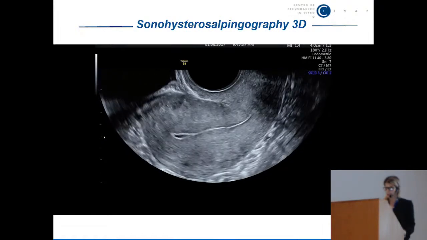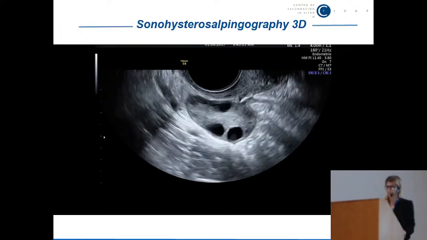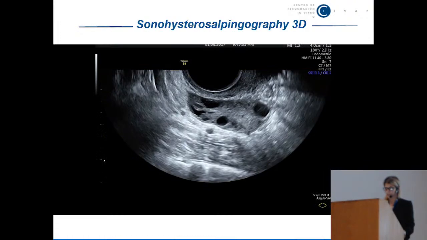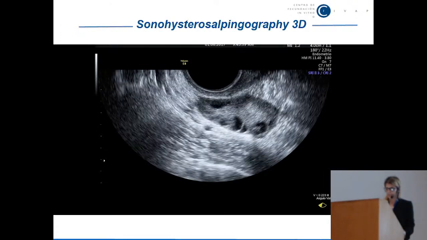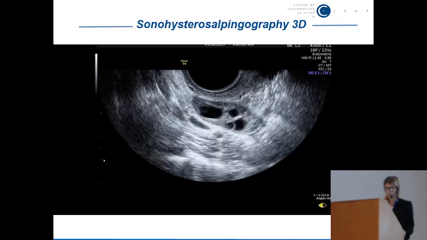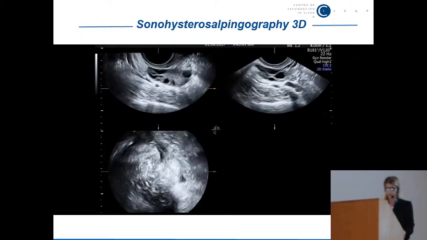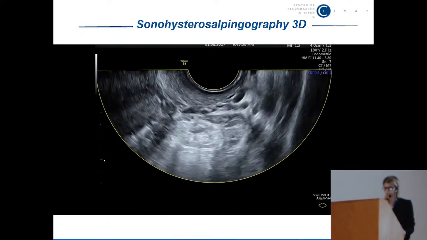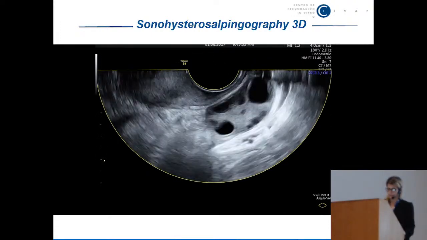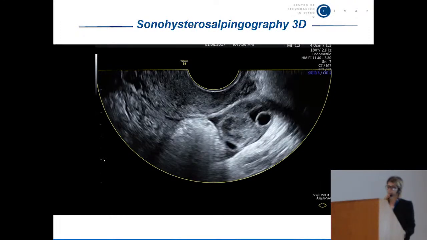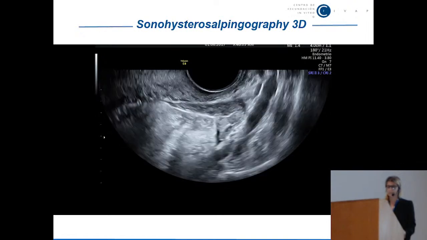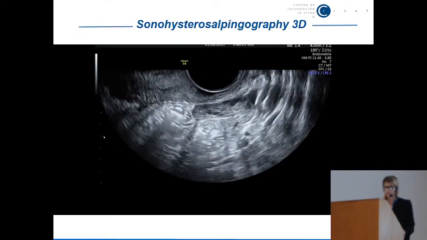First, we study the uterus, as you've seen in a previous talk, and you see passage of the fluid through the right tube, and then we acquire a 3D volume to document accumulation of fluid. And then we do the same on the left side. In this way, we evaluate the right and the left ovary and tube in 2D and in 3D.